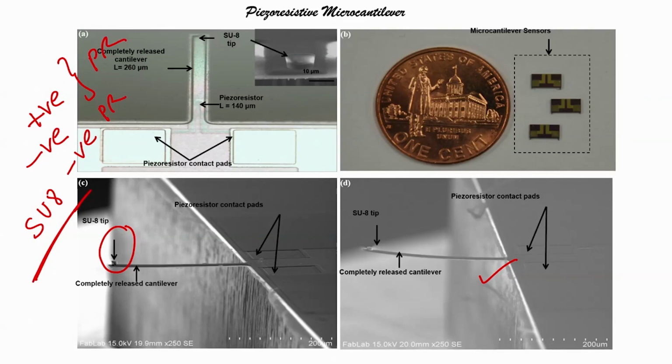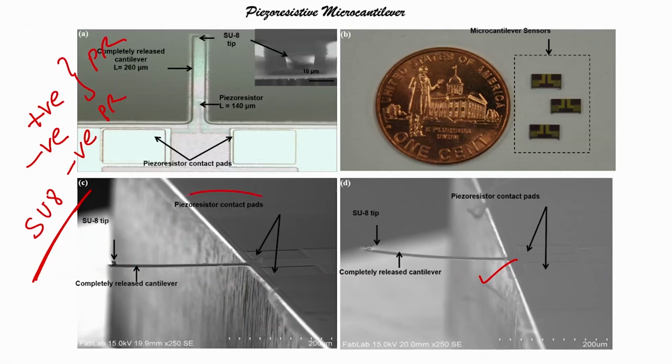Right now just focus that you see there is a tip, there is a cantilever, this cantilever is completely released. You can see that the back side of the cantilever is not anymore connected with the silicon wafer. This is a silicon wafer, you can see all the lines, right. So, this cantilever is completely released. Okay.